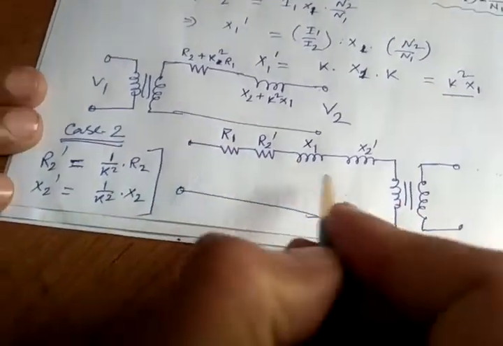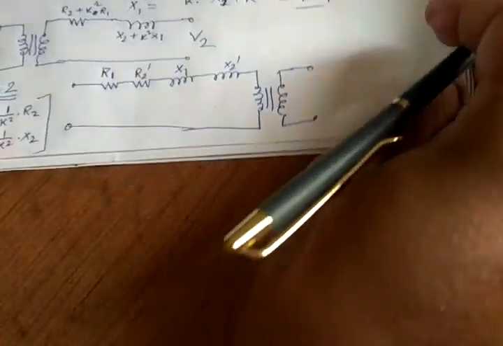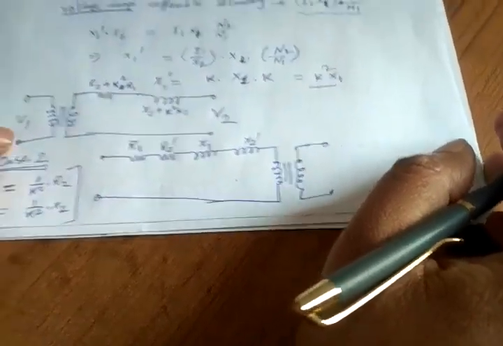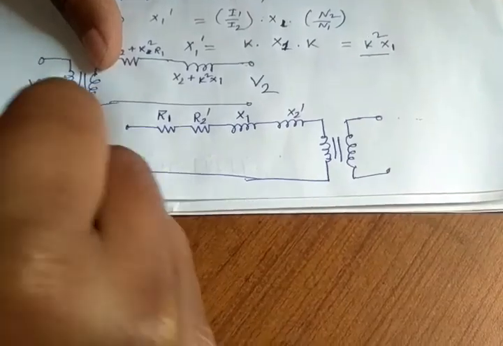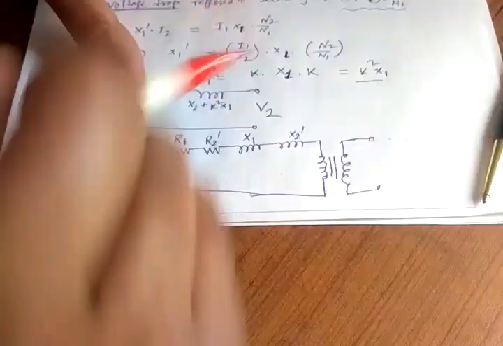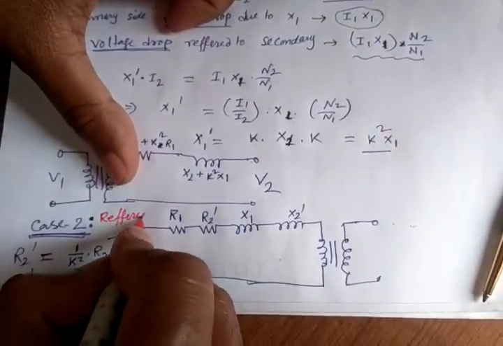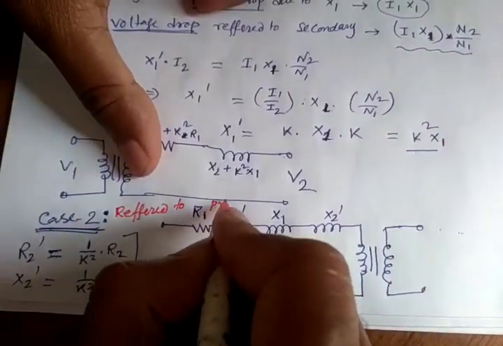Now all parameters are known. So this is basically case 2, when everything is referred to the primary.